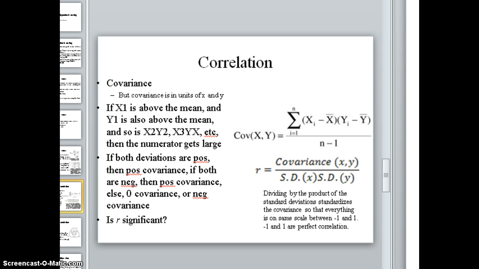Because of this, we standardize the covariance by the standard deviation for each variable. Here, we take the covariance and we put it over the standard deviations. The correlation coefficient always lies between -1 and 1, with -1 and 1 indicating a perfect relationship. In this way, it does make it easy to compare across studies and across different units of measurement, because we're talking about the same thing. It's been scaled.